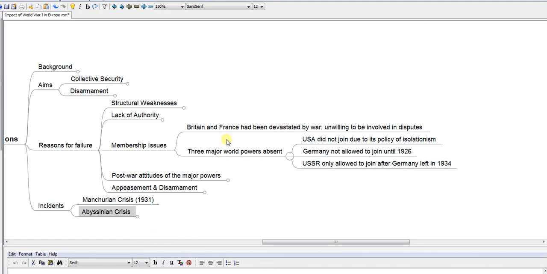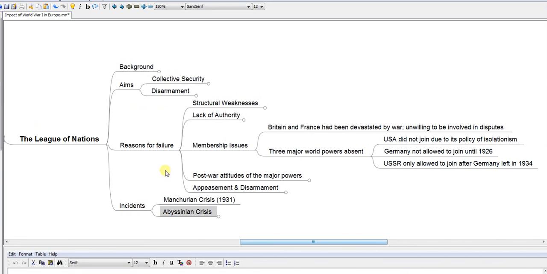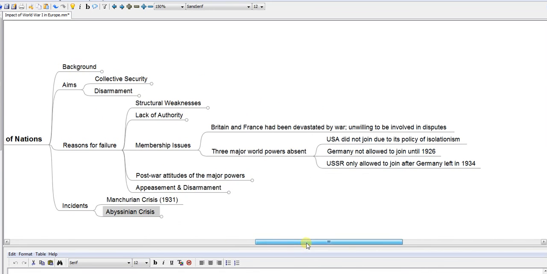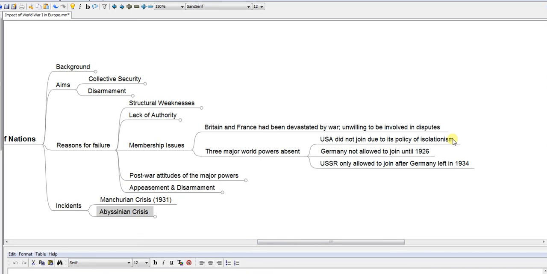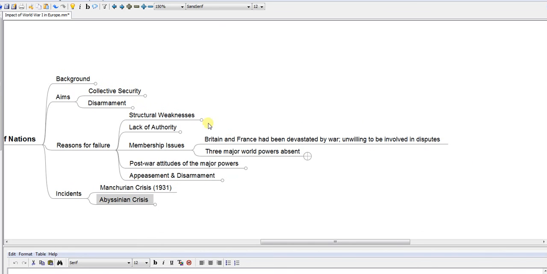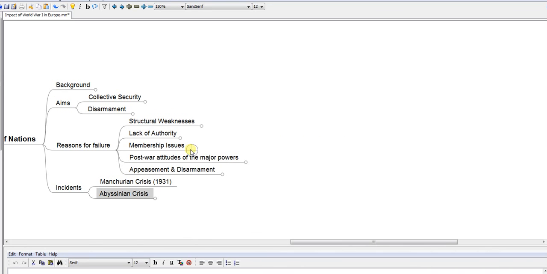So when these three major powers are absent, aggressor nations will take the League of Nations less seriously, because they know that the League was not supported by the military and economic powers of these three relatively strong countries, which made the League an ineffective peacekeeping organization, because they lacked these three strong members, and also because Britain and France were unwilling to be involved in disputes.